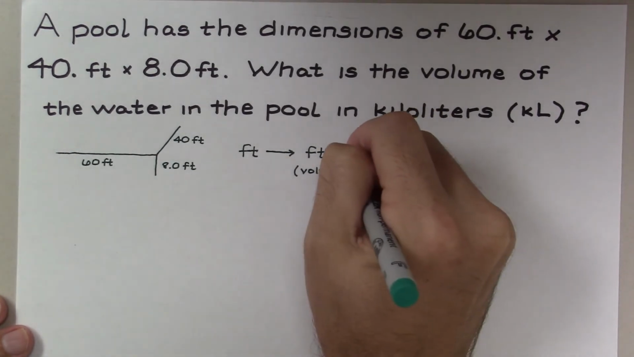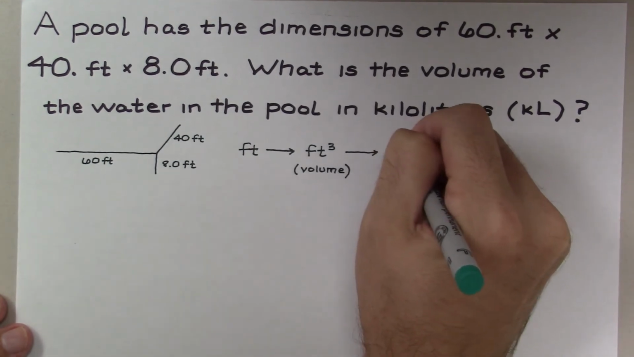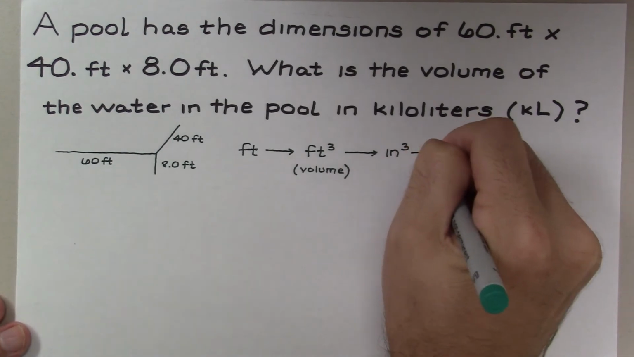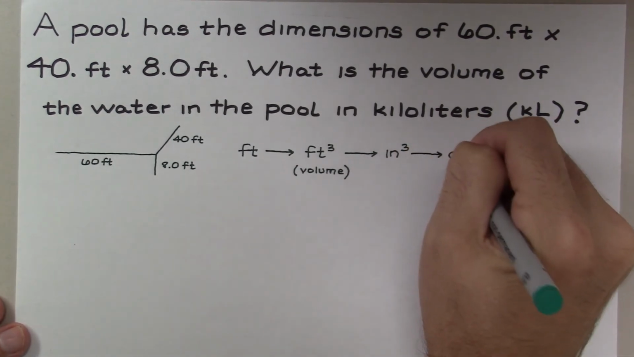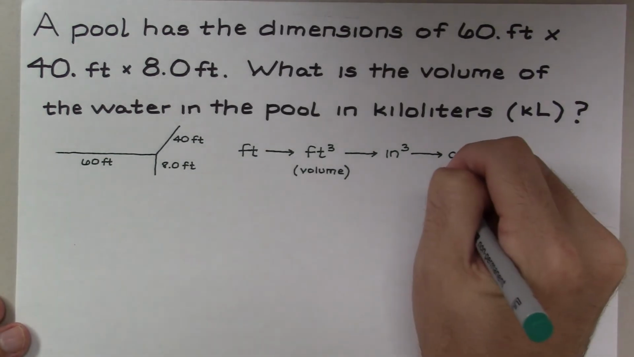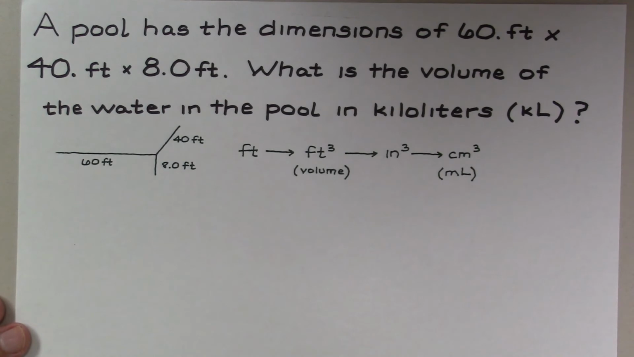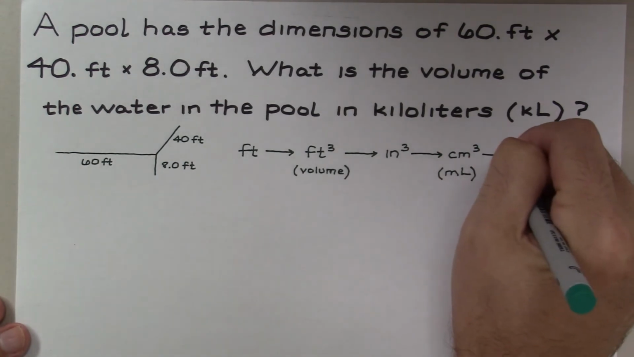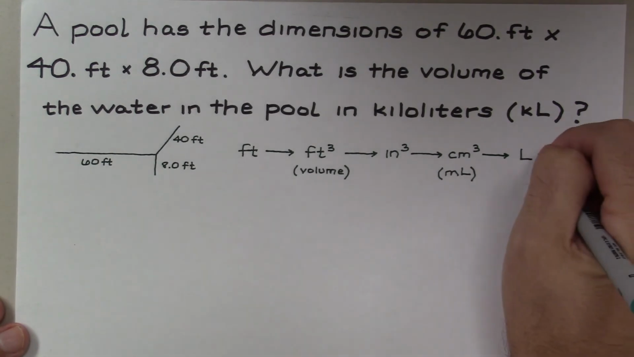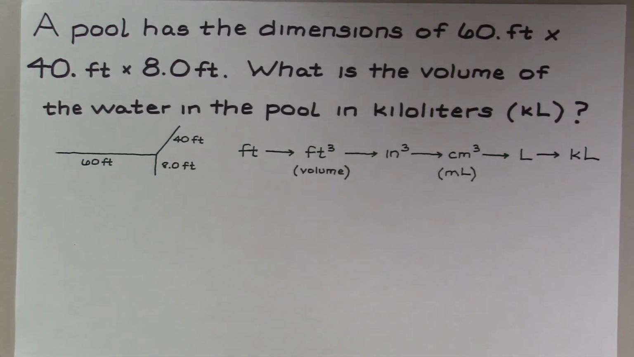Once I have feet cubed, I can now go to a better unit for us. Inches cubed. That is also a volume. Now we will go from inches cubed to centimeters cubed, which is important because 1 centimeter cubed is also 1 milliliter. Finally, we can then go to liters, our base unit, and to our last prefix of kiloliters, which is our desired target unit.